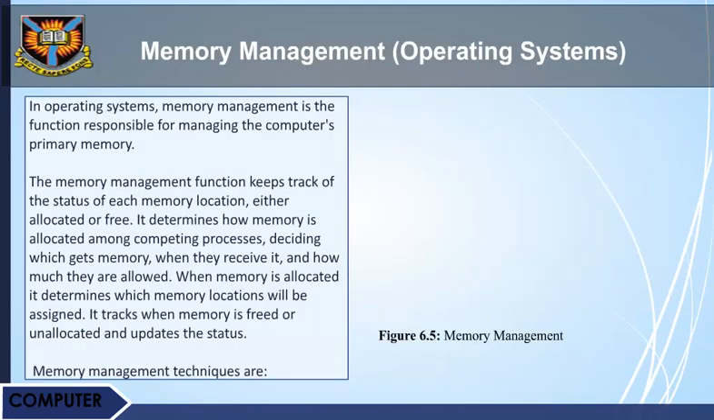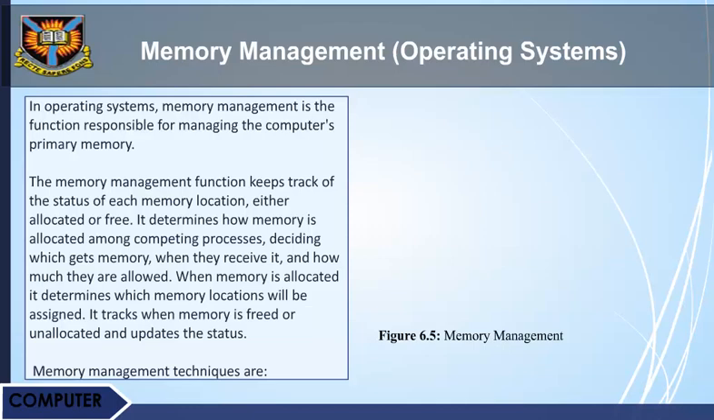Memory Management in Operating Systems. In operating systems, memory management is the function responsible for managing the computer's primary memory. The memory management function keeps track of the status of each memory location, either allocated or free. It determines how memory is allocated among competing processes, deciding which gets memory, when they receive it, and how much they are allowed. When memory is allocated, it determines which memory locations will be assigned. It tracks when memory is freed or unallocated and updates the status.